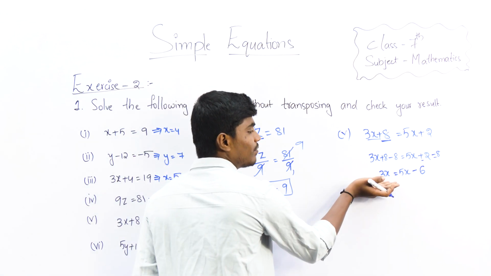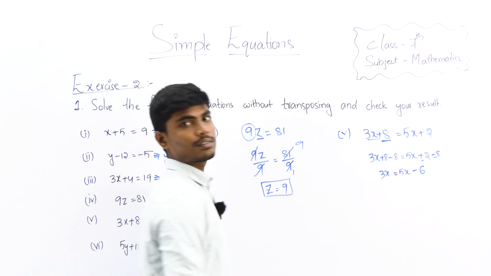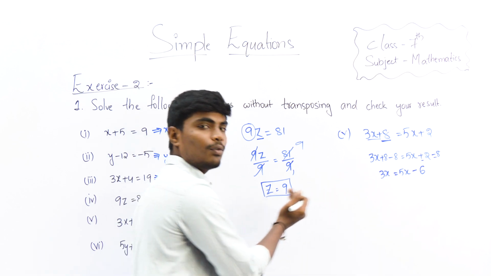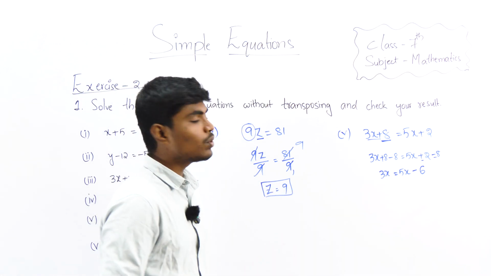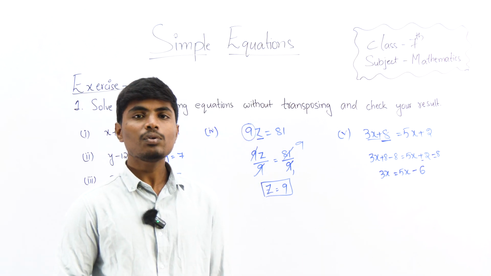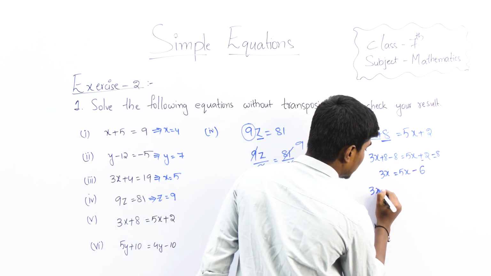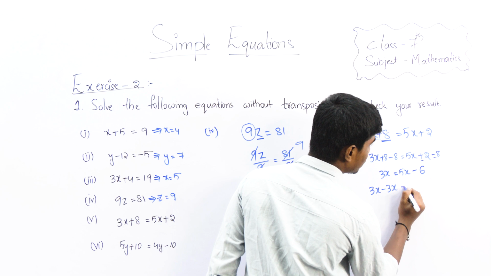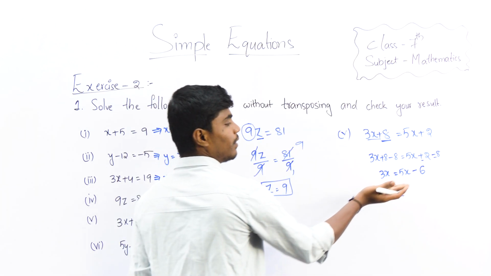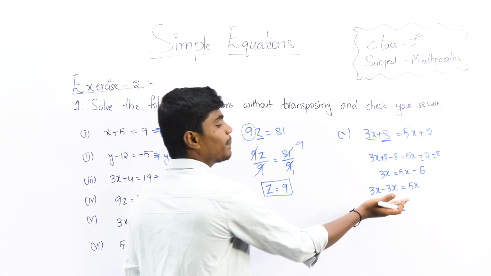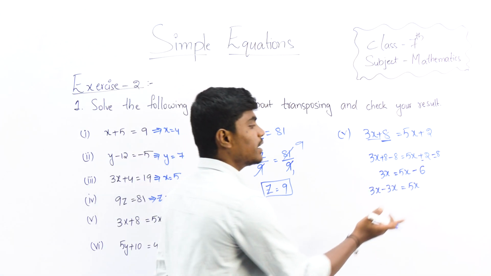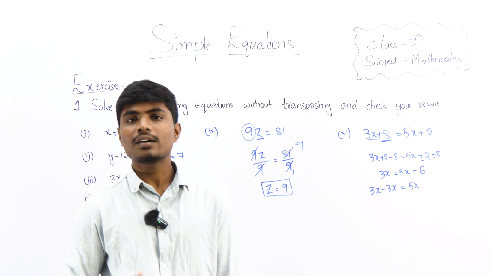Okay, here we have 3x and here we have 5x. Let's remove x from one side. So here we have 3x. What do we have to do to get 0 here? We have to subtract 3x. So 3x minus 3x is equal to, see, here 5x. What we did on the left hand side, we subtracted the 3x. So on the right hand side also, we have to subtract 3x.